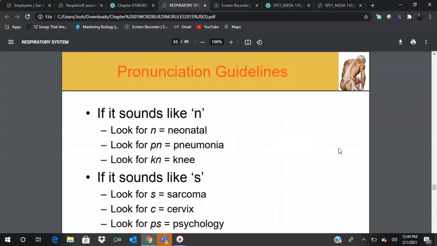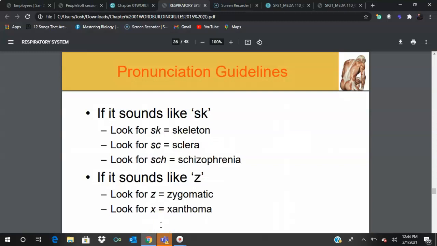When we're looking at the soft S sound, we have a couple of other letters that sound like that too. Sarcoma is a type of tissue tumor. C by itself also has that soft S sound, cervix. Okay, cervix is the front part of the neck part of the uterus. And then we put PS together, we get psychology. Okay, it has that soft S sound as well.